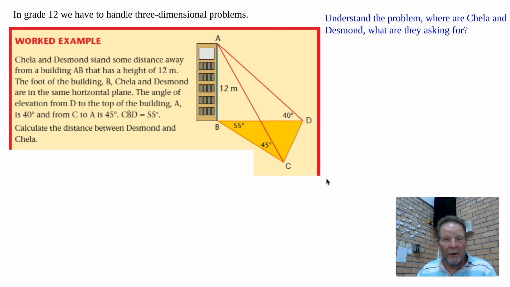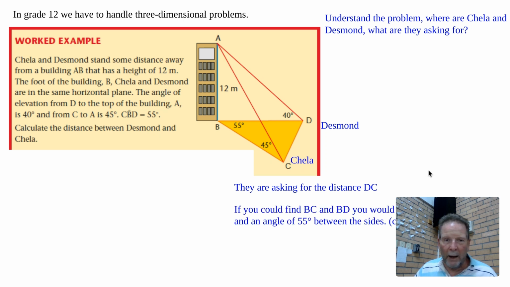Well, I just kind of said it, but you go read through it all and go, we're trying to figure out how far Desmond is from Cella. There we go. AB, that we're trying to figure out how far that distance is there. They're asking for the distance DC, right?